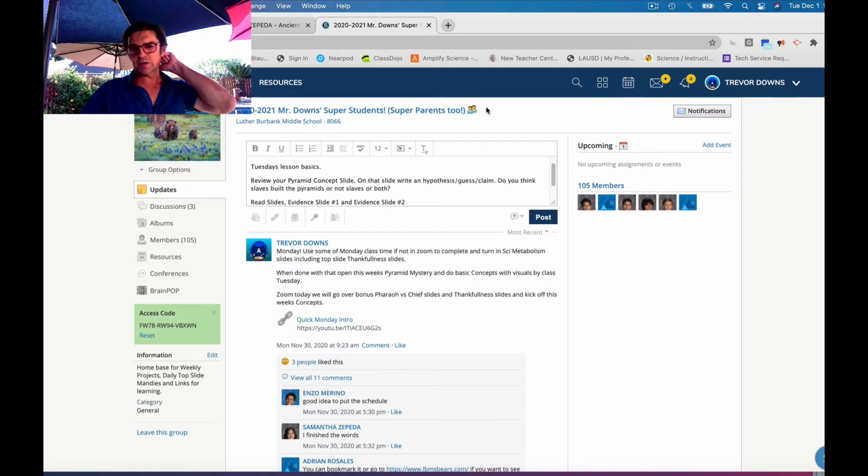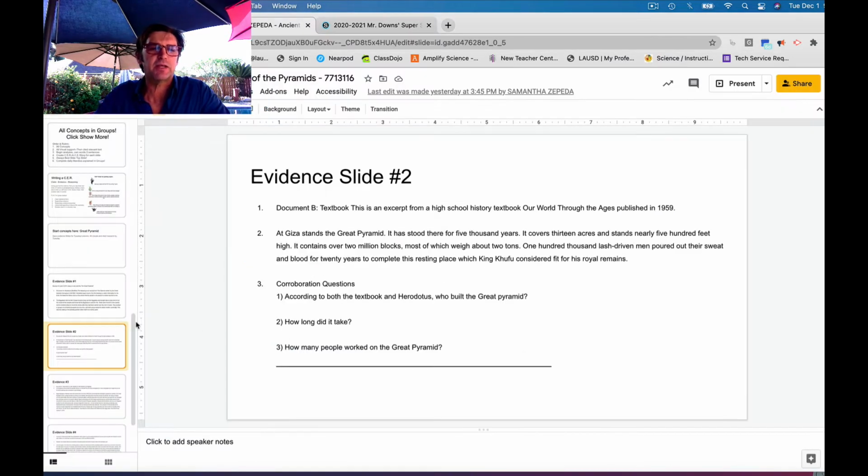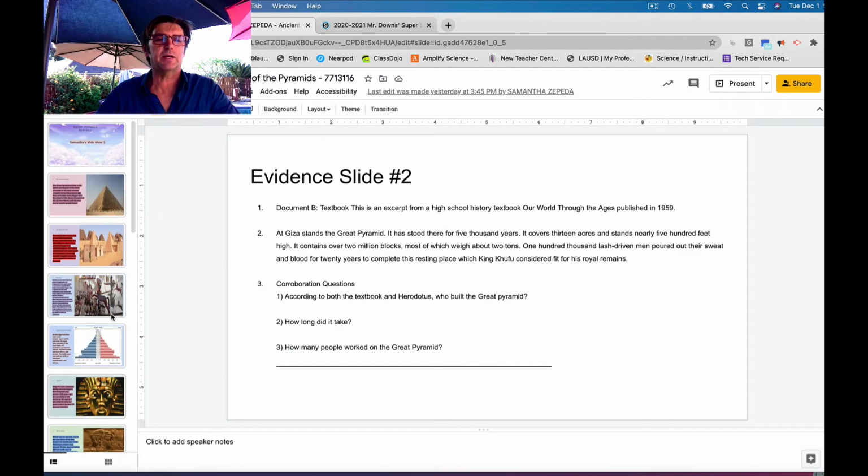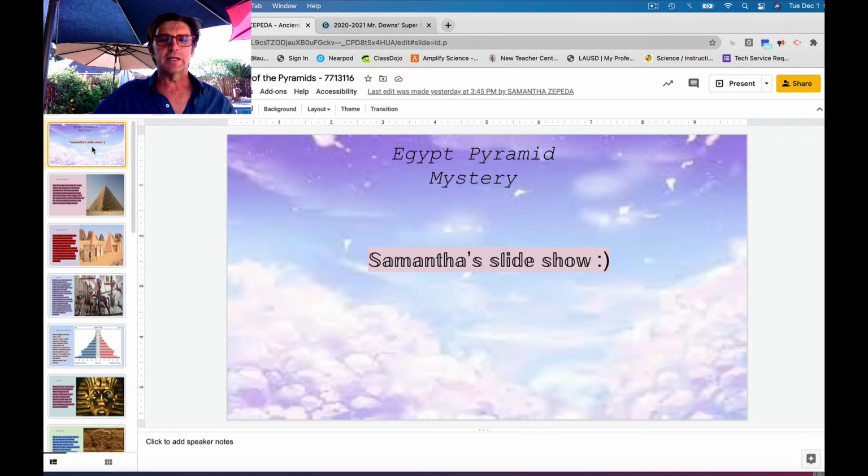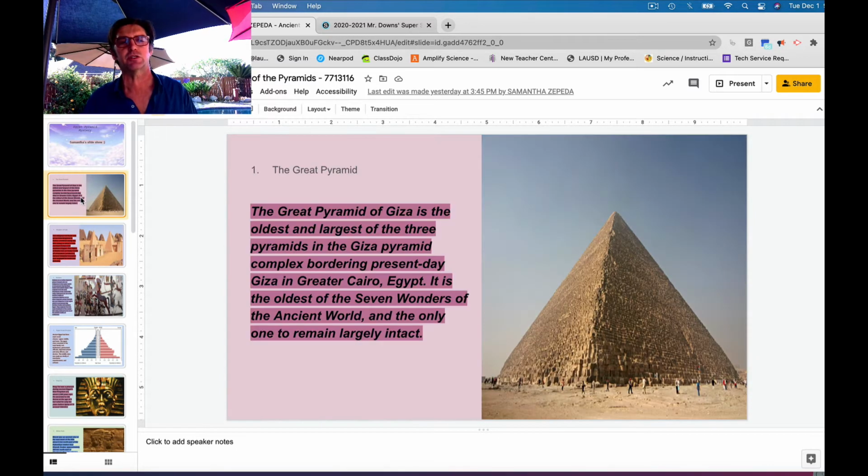Zoom, everybody together. Let's open the slideshow. Make sure you've opened this in science. On the pyramid slide, let's take a look at Samantha, who's done some great work today, by the way. Let's just do a little overview. Now, this is where everybody should be on Tuesday. You should have your basics. She's actually ahead of the game. All I asked for was visuals, and Samantha actually has her research.